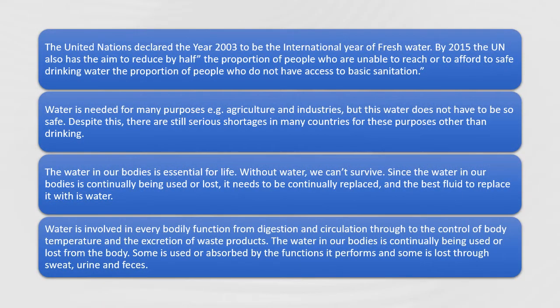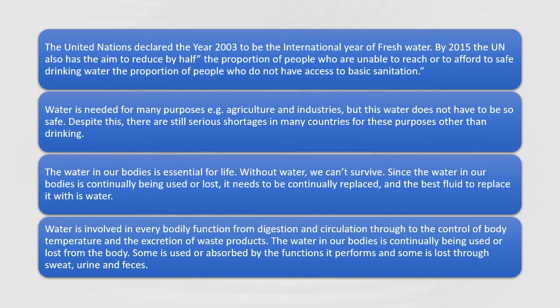By 2015, the UN also had the aim to reduce by half the proportion of people who are unable to reach or to afford safe drinking water, and the proportion of people who do not have access to basic sanitation. Water is needed for many purposes, agriculture and industries, but this water does not have to be so safe.